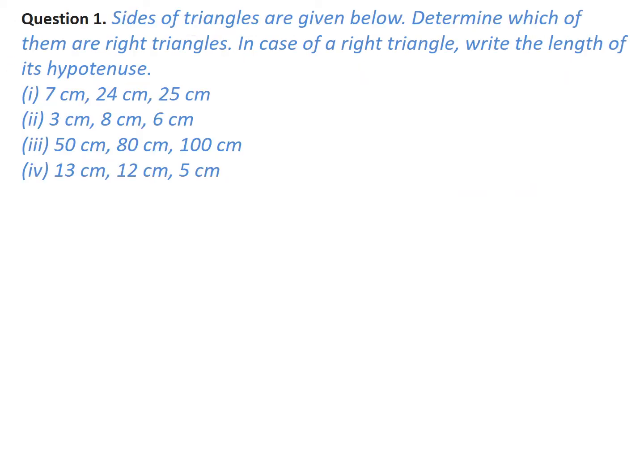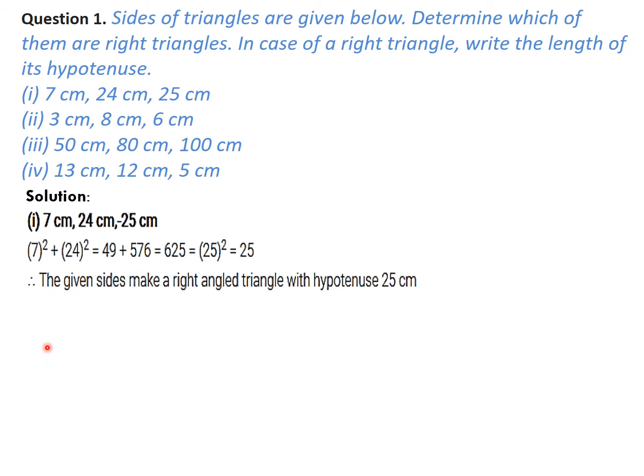Let's start the exercise. Question number 1 says the sides of triangles are given below. Determine which of them are right angles. In case of a right triangle, write the length of its hypotenuse. For question number 1, 3 sides are given: 7 cm, 24 cm and 25 cm.